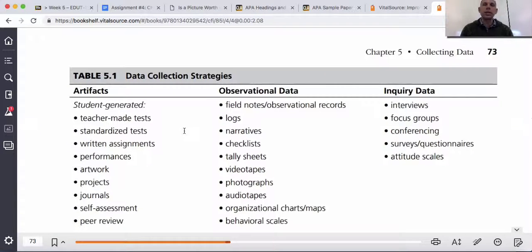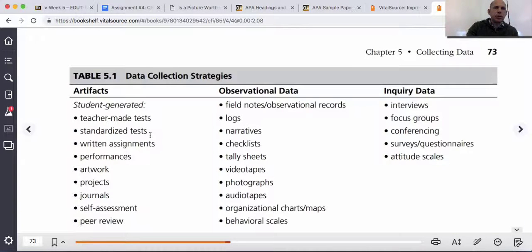So this is a really nice table that I want to draw your attention to, because when you think about gathering your data, you can demystify it by saying, what artifacts am I going to look at? What observational data am I going to obtain? And what sort of questions and inquiry data am I going to put together here?